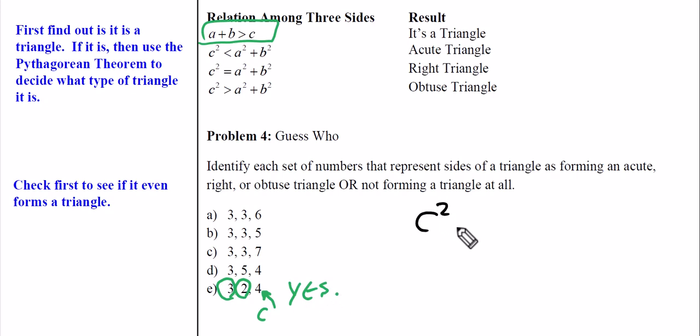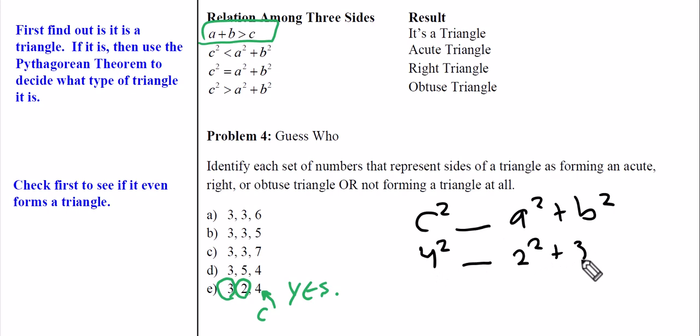C squared, blank, A squared plus B squared. C squared is 4 squared. A squared is 2 squared. B is 3 squared. 16, 4, 9. But what is 4 plus 9? 13. So we get this relationship again. That makes it obtuse. Okay. So yes, it's obtuse.